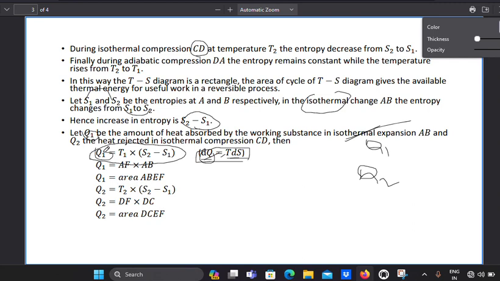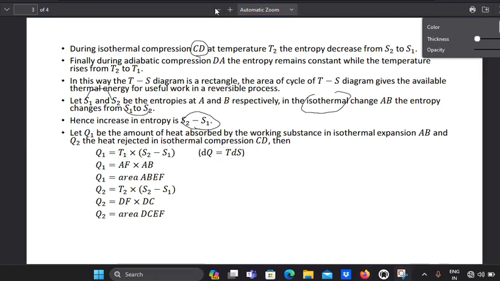So the heat energy I have taken is Q1, because it is isothermal expansion, and in isothermal expansion the temperature of the source is T1. So in the place of T, I have substituted T1. And in the place of dS, the change in entropy is S2 minus S1. So Q1 is equal to T1 into (S2 minus S1). This is for the isothermal expansion process only.